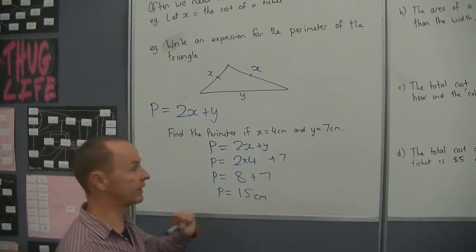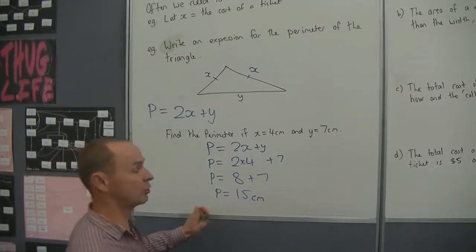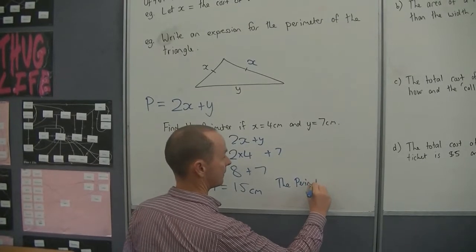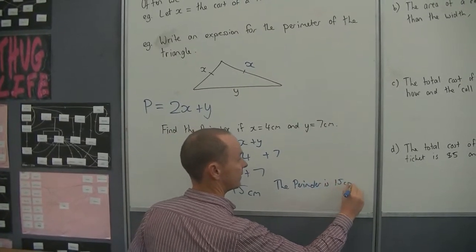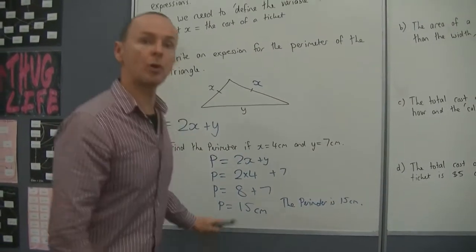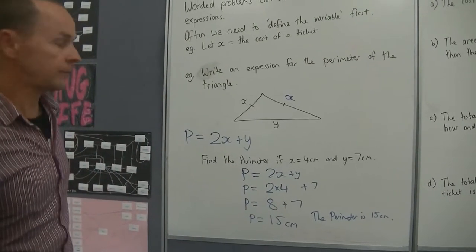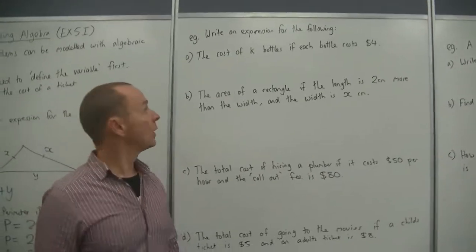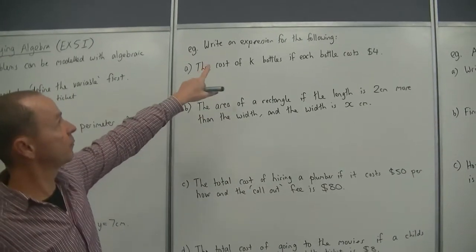And then lastly, it says find the perimeter. You should answer it in words. The perimeter is 15 centimetres. Worded questions always answer in words. Okay, let's move on. So these are ones where you've got a worded question and it says write an expression.